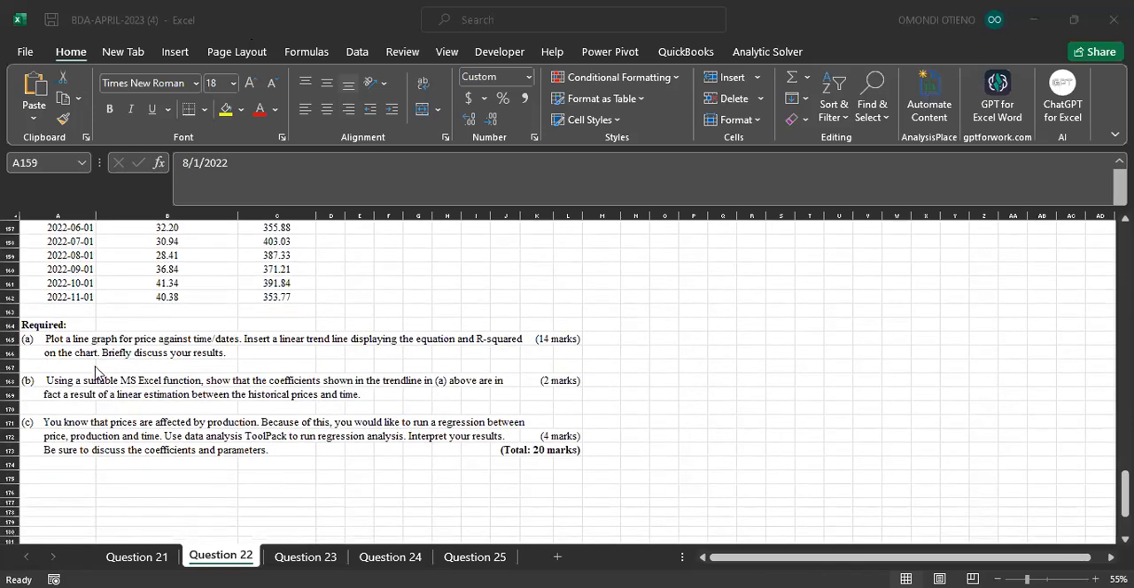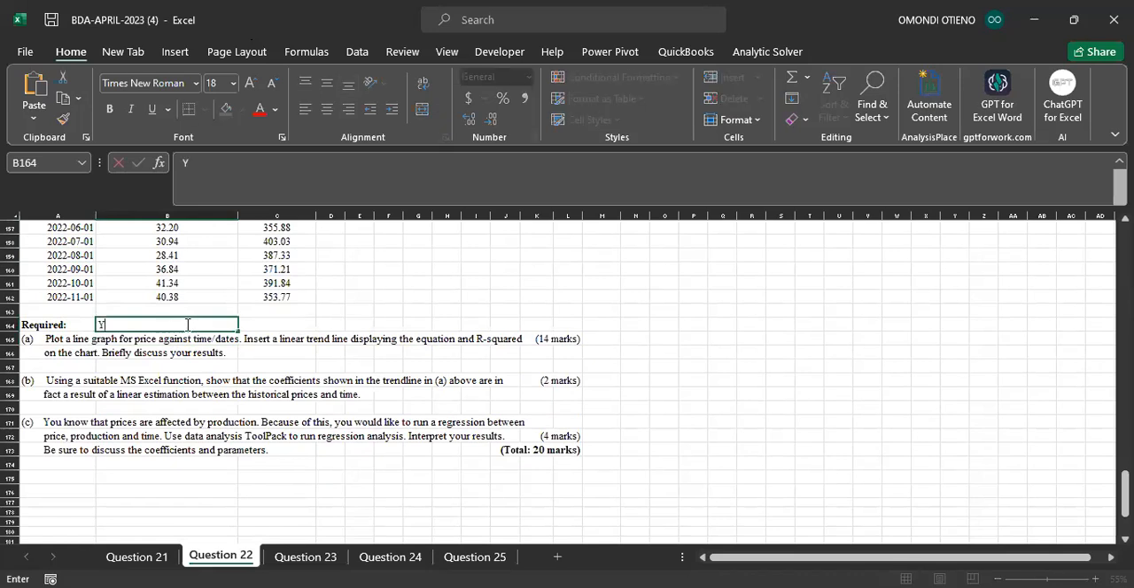Good. So we are being told to plot a line graph. They are specific: plot a line graph of price against time. Whatever is coming first, against, that price will be in the y-axis. And then time, that is date, will be in the x-axis.